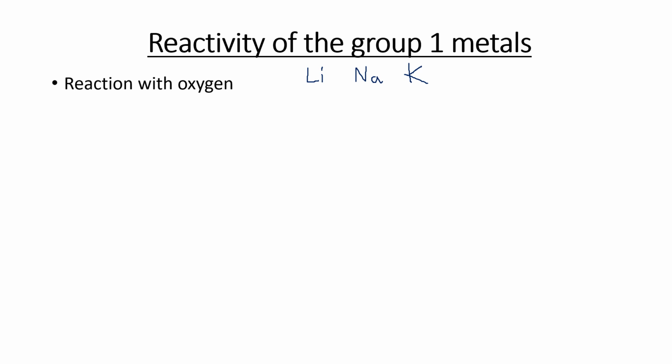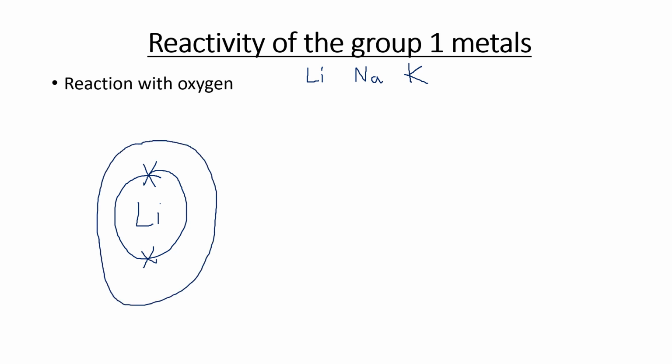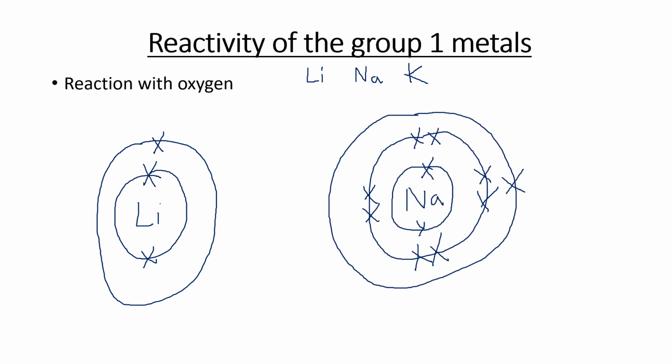Let's understand this. So lithium has got 3 electrons. So it would have 2 in its first shell if we're just using the Bohr model, and then 1 in its outer shell. So lithium is very reactive because it wants to get rid of this outer shell electron. It wants to form a stable ion by getting rid of that electron. Now sodium is very similar in that it has 1 outer shell electron that it wants to get rid of. So it's very reactive because it wants to lose this outer shell electron.